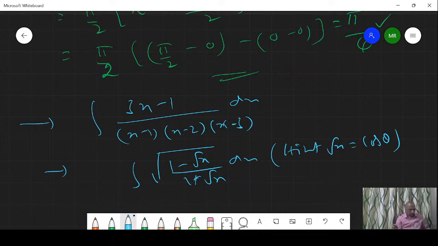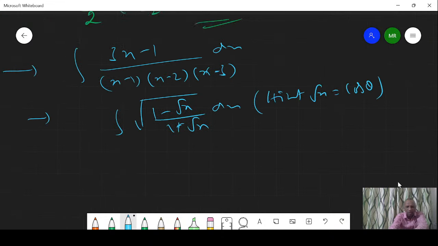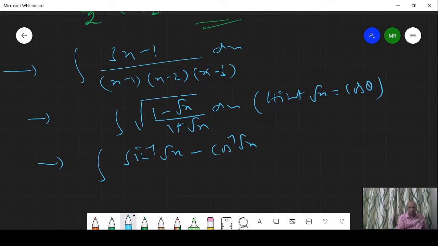Next, the another problem I will tell you. Try to solve these problems because I don't have time to explain. If it is required, please write in the comment box, and I can explain in the next class. Another one, integral sin inverse root x minus cos inverse root x by sin inverse root x plus cos inverse root x dx. This also.